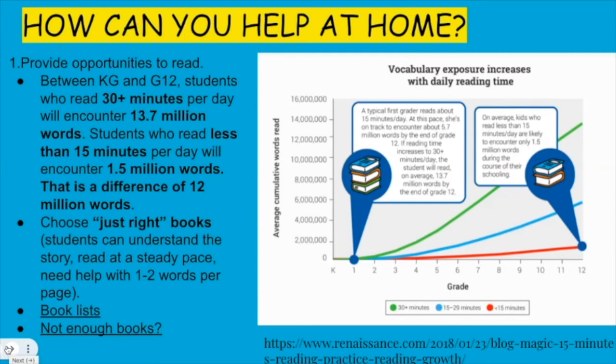It's also important to choose just right books, books that aren't too easy or books that aren't too difficult. So just right books are books where students can understand the story, they can read them at a steady pace, and maybe they need help with 1 or 2 words per page.